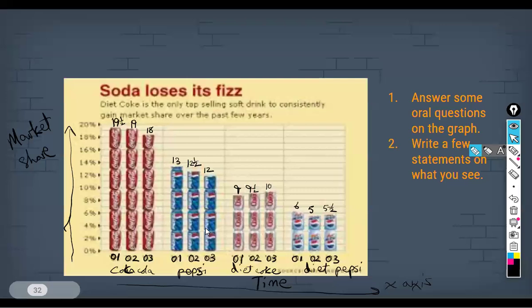Now it has to be, yes, it's the sales of each soft drink, but imagine that the person reading what you write cannot see the graph. So when we say sales, well, the thing says market share, right? So we will say market share instead of sales.